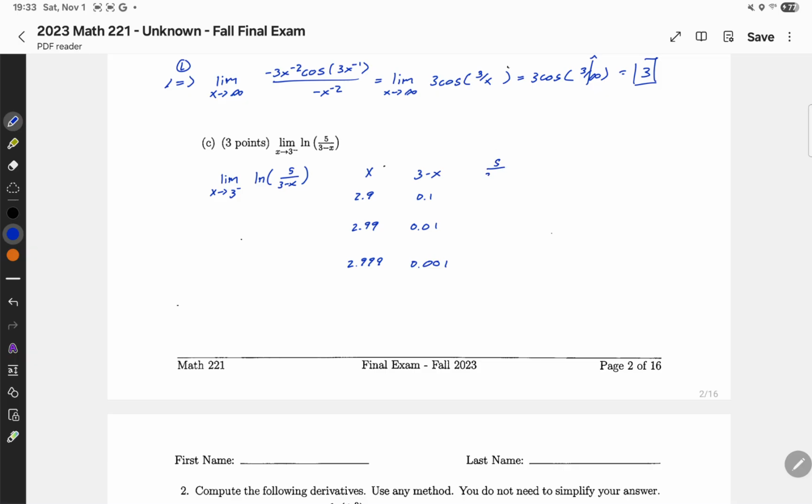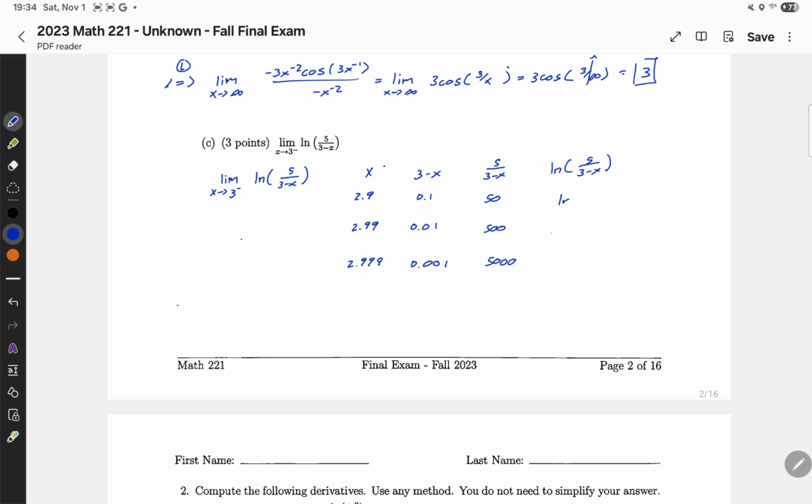Let's see what 5 over 3 minus x is, right? We're just going to keep expanding what term we look at in this expression over here. So 5 over 0.1 is just going to be 50. Then 5 over 0.01 is 500. And 5 over 0.001 is 5,000. And now the last bit we have to look at is the natural log of this. So the natural log of 5 over 3 minus x.